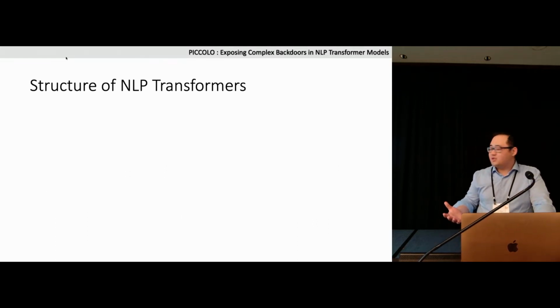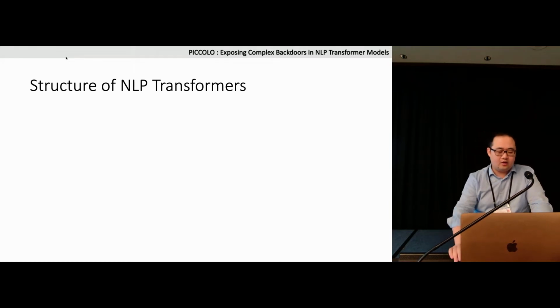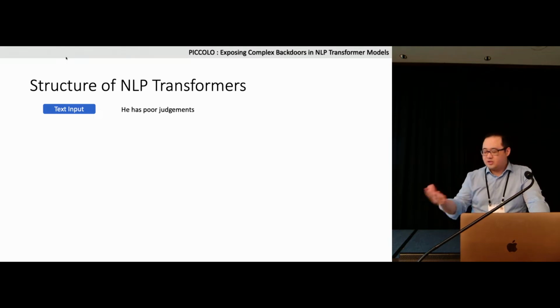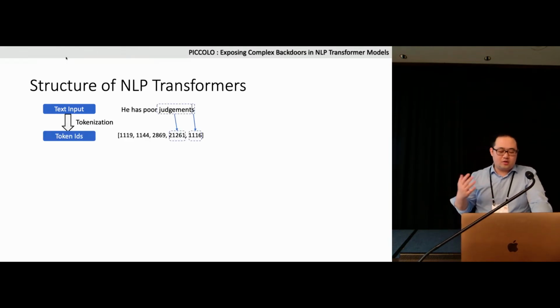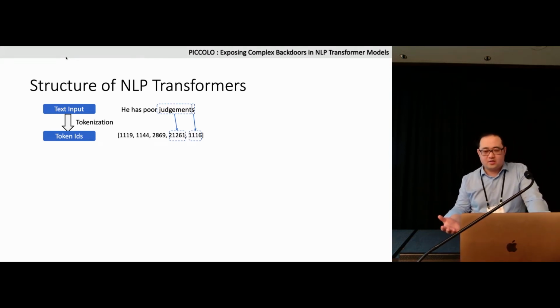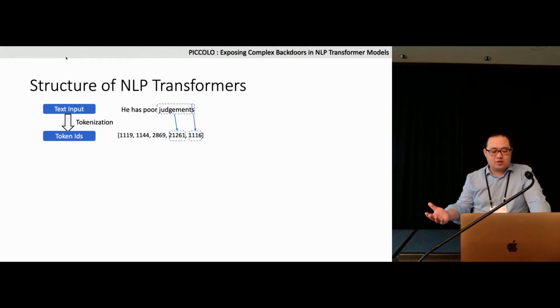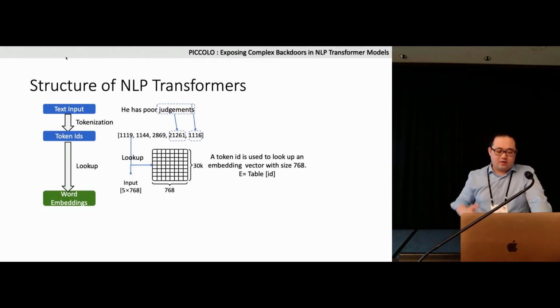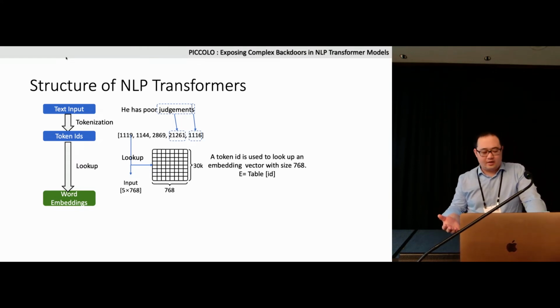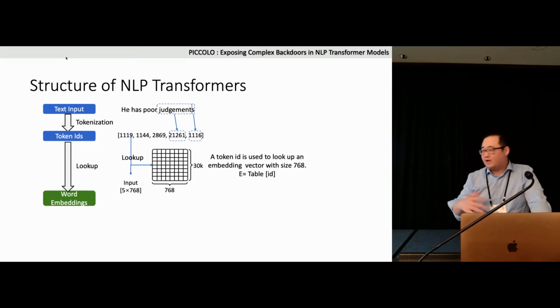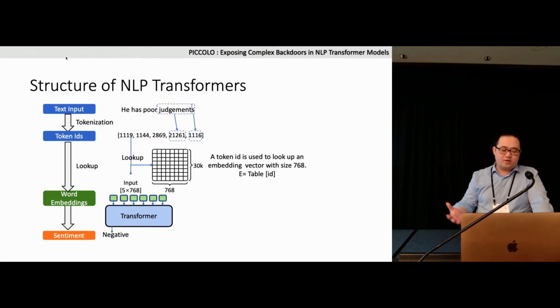Before diving into our method, let me briefly introduce the typical structure of NLP transformers. Given a text input, a sentence, the NLP transformer will first parse it into a list of token IDs. Note that complex words will be parsed into multiple IDs. For example, here the word judgments is parsed into 2 IDs. Then each token ID is used to look up an embedding vector with the size of 768. This E equals table[ID] is an indexing operation, and it is not differentiable. Then the embedding vectors are fed into the transformer to give the final output.